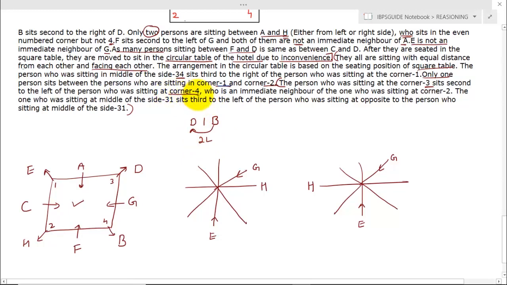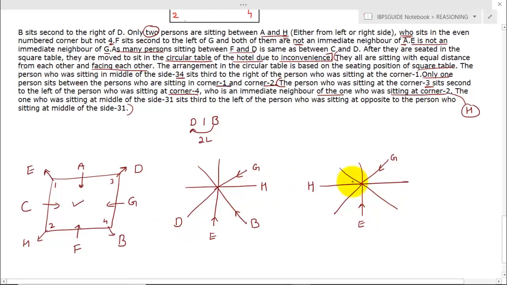Now talking about corner 4, means talking about B, who is an immediate neighbor of the one who was sitting at corner 2. Corner 2 is denoting H. So B is an immediate neighbor of H. So if H is here in this diagram, then B is definitely at this immediate neighbor position. As soon as I write down B here, 1 2, D is at this position, because from B second left D is here. Is that okay?